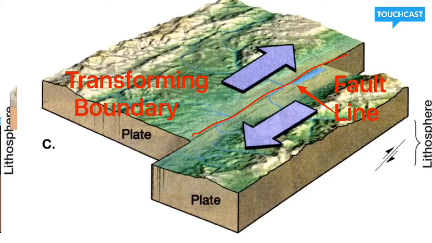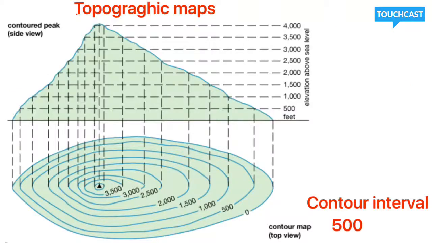Alright, that wraps up basically the crustal features that are formed from plate tectonics. And we'll go ahead and take a real quick look at how we deal with topographic maps, and we'll be done. A topographic map basically is designed to show you how a 3D image would look on a 2D paper.